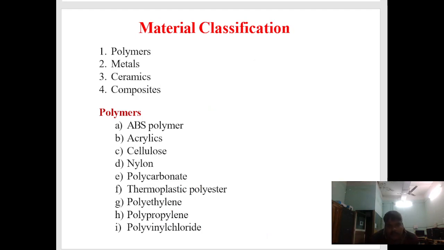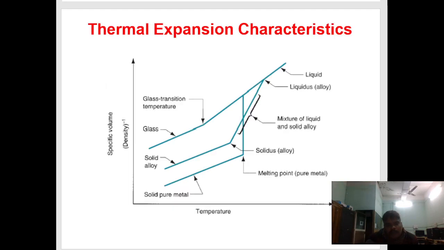What are the materials which are used during fabrication by using additive manufacturing? Polymer, metal, ceramic, composite. In polymer: ABS polymer, cellulose, nylon, polycarbonate, thermoplastic, polyethylene, polypropylene, polyvinyl chloride. Thermal expansion characteristic: this is the graph which is showing specific volume on the y-axis. Specific volume is the inverse of the density, and the x-axis is temperature. It is showing with the increase of temperature how the specific volume increases or decreases.